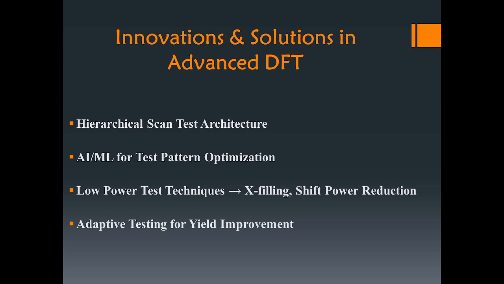So let us check what the innovations and solutions in this advanced DFT are. The first one is the hierarchical scan test architecture, which allows for more efficient testing by partitioning the design into smaller and manageable blocks. This approach reduces the complexity of scan chain routing and improves the test coverage while minimizing the area overhead. And the next one is AIML for test pattern optimization.